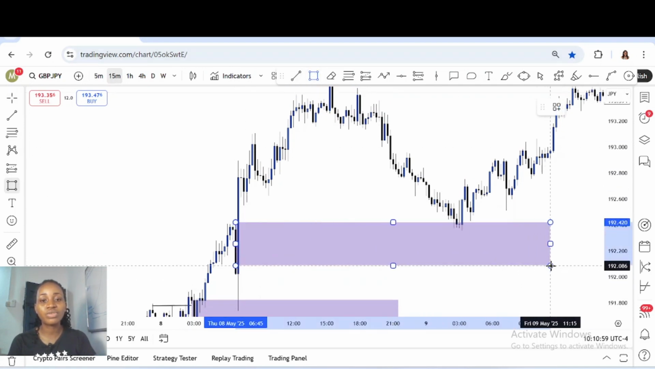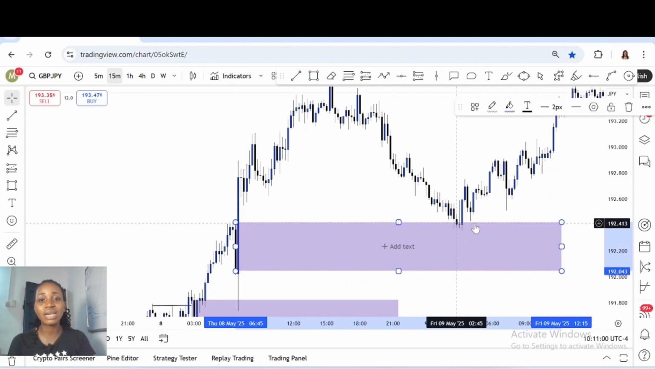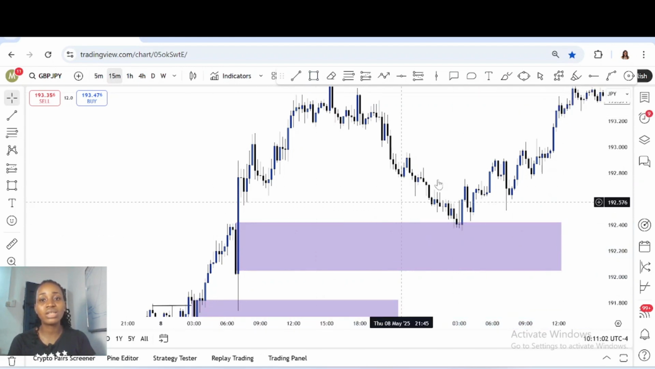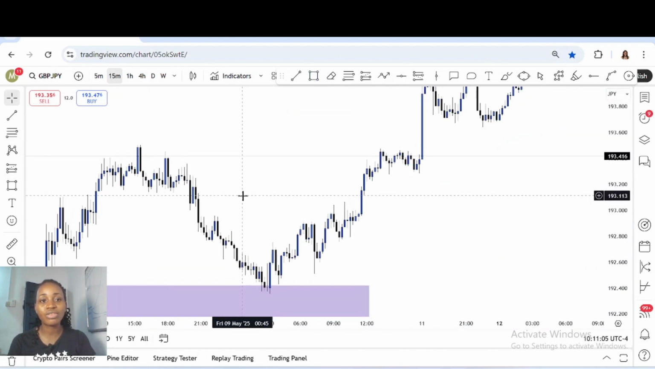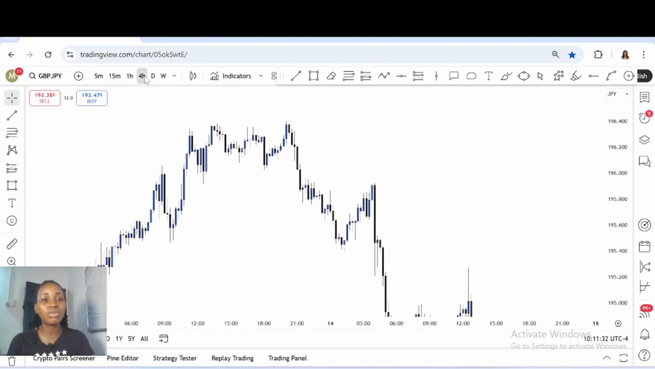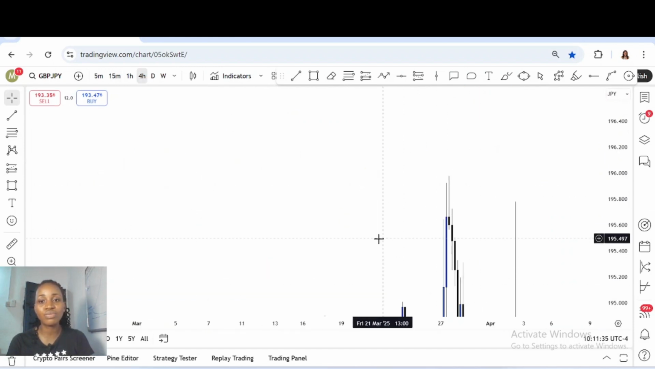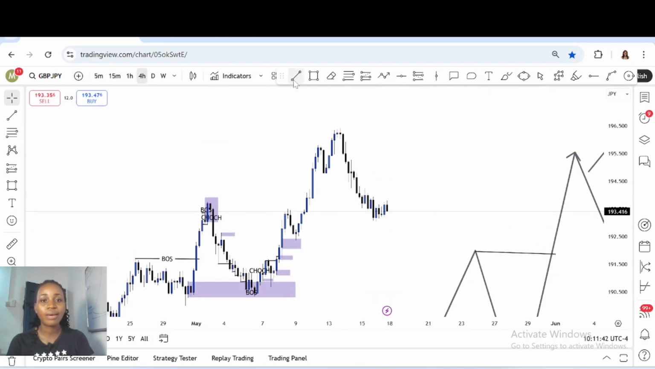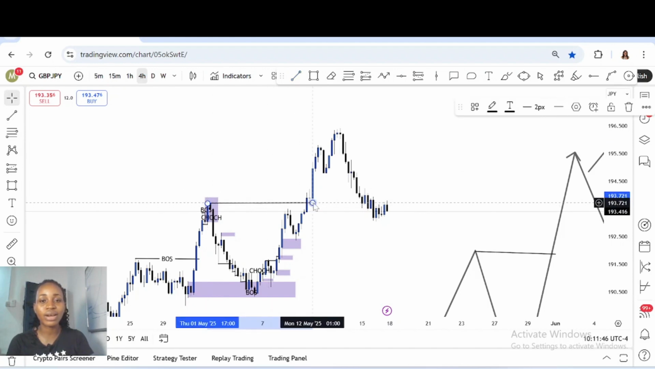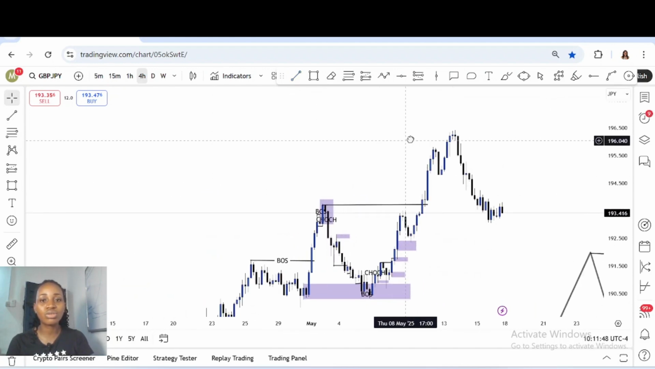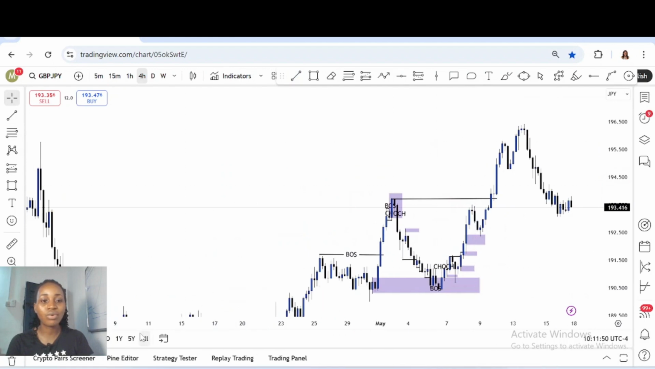So price traded back into this origin, but just tapped into it and started making its way up. You can see, right? It started making its way up. So let me go to H4 so I can show you something. Okay, so you can see here, price was making its way up, gave us a new break of structure here to the upside, right?